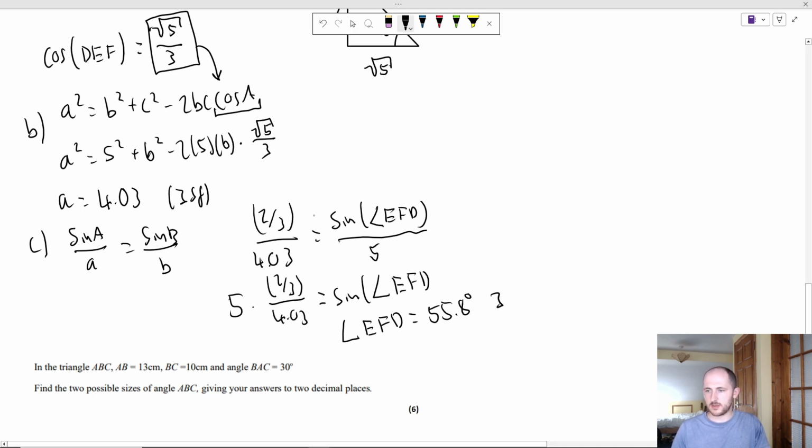Once again, to 3SF. By the way, if you round that value, you may get a slightly different answer, like 55.7 or 55.9. You still get the marks, okay? Because what they do is they use your values to work out the answer. So it will work. Don't worry too much about it.